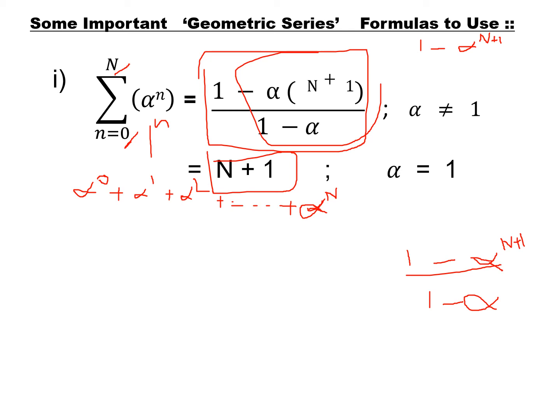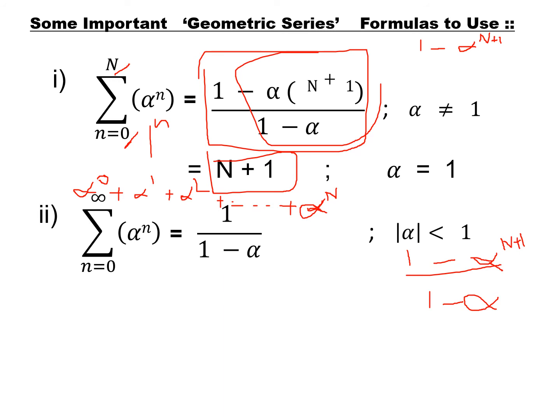Now suppose the upper limit is infinity, an infinite geometrically increasing or varying series, starting from 0 and ending at infinity. What is the answer? Same formula, alpha to the power of n, where n ranges from 0 to infinity, then it is equal to 1 by 1 minus alpha, provided modulus of alpha is less than 1. That means alpha is a fraction, either positive or negative, greater than minus 1 but less than 1.